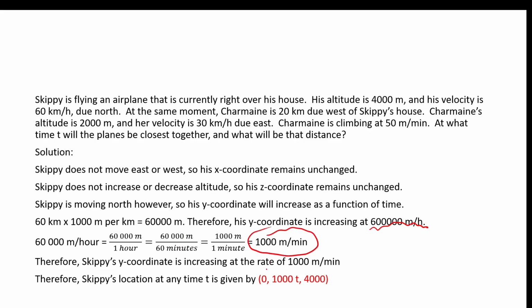So what's really happening is Skippy's y coordinate is starting at 0, increasing at a rate of 1,000 meters per minute. So we're going to say that at any given moment t, his y coordinate is 1,000 t. His x coordinate, as stated earlier, is 0. His z coordinate is 4,000.